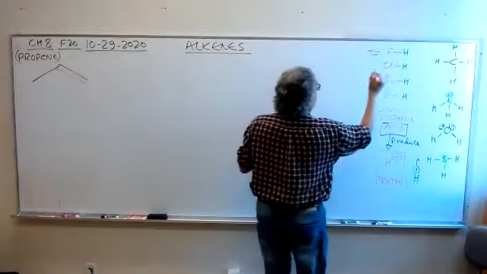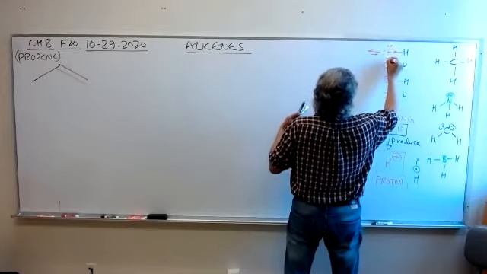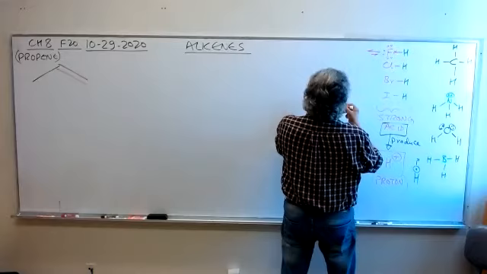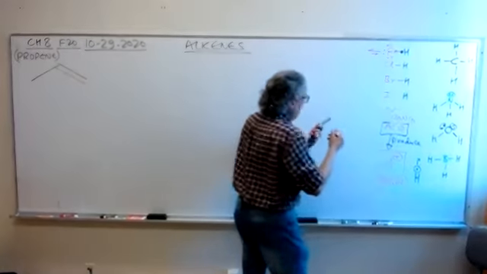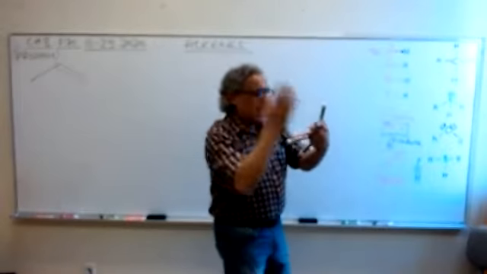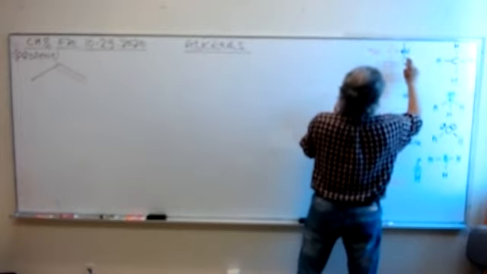So as this happens, if these are the electrons from fluorine, and if this is the electron from hydrogen, the bond breaks here.